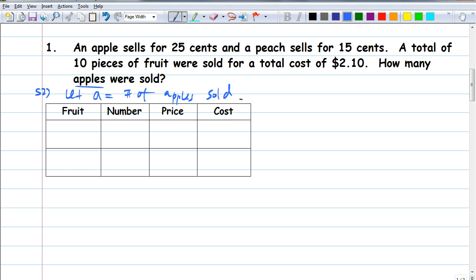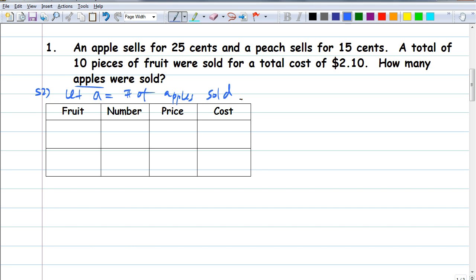But there were 2 unknowns, right? Not only that, how do we declare the other unknown? Samuel? Okay, hold on to that thought. Let me ask you this. How many pieces of fruit were sold? 10. So Mimi, if I sold 1 apple, how many peaches did I sell? 9, right? What about class? What if I sold 2 apples? How many peaches did I sell? 8.